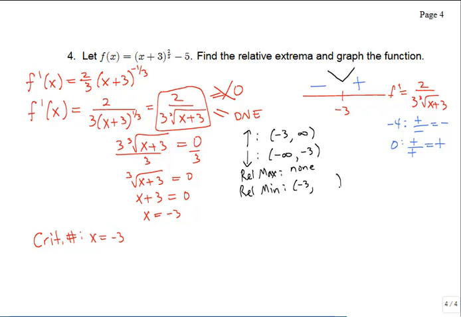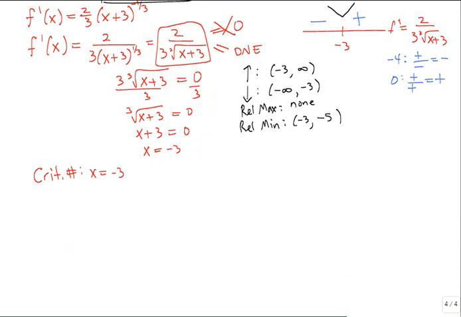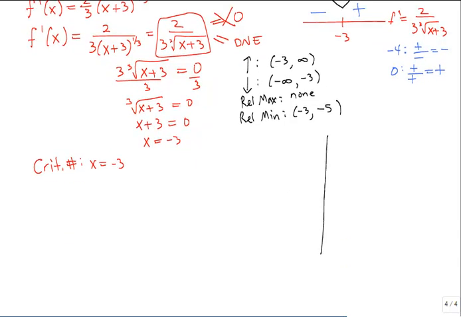Now how do I find this y value? Well, we go back to our function. -3 plugged in is going to give me -3 plus 3, which is 0, and 0 minus 5 is going to be -5. So we want to plot what we know here. We've got only one point, -3, -5, and that's not a whole lot to go on.